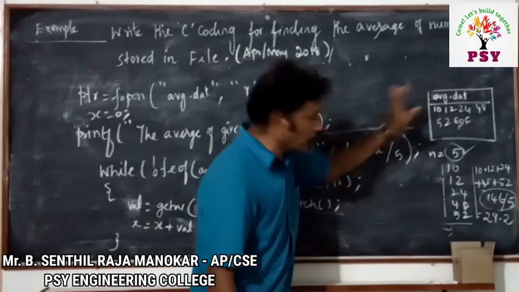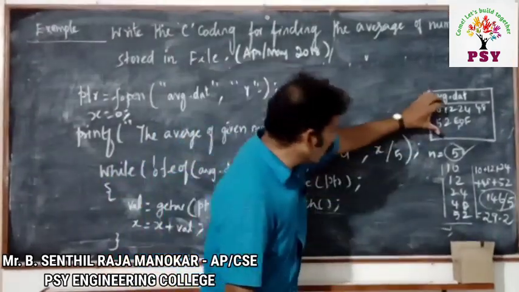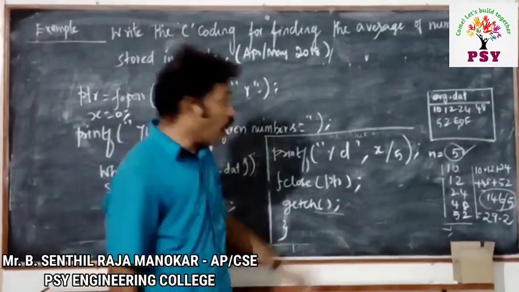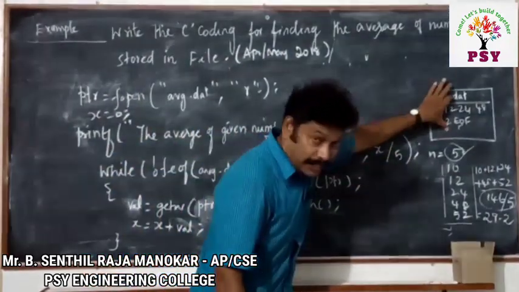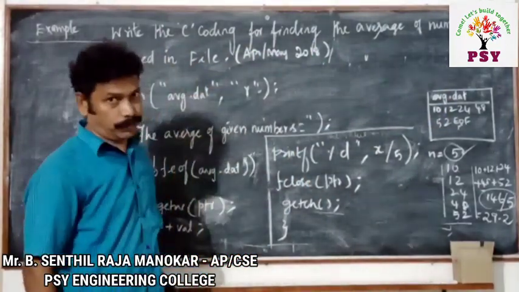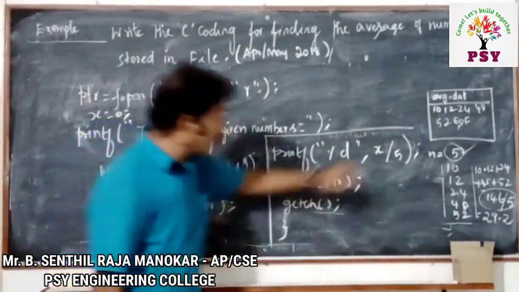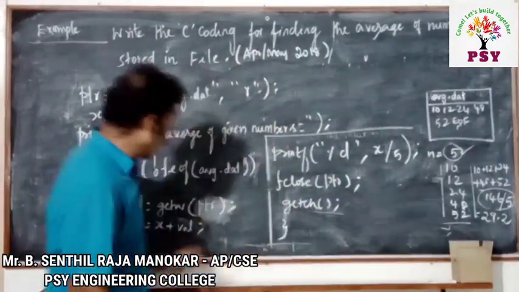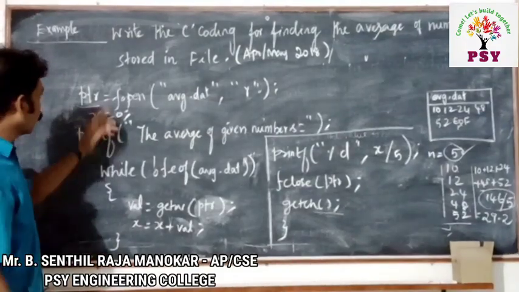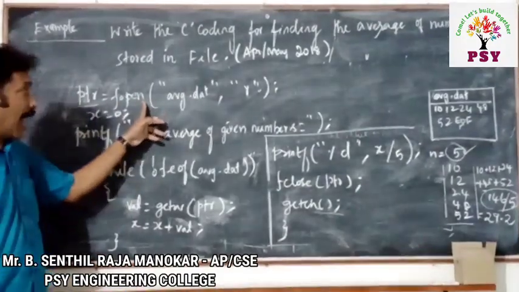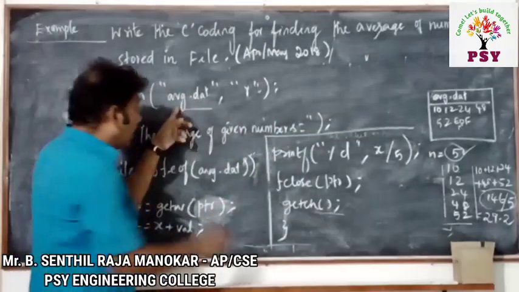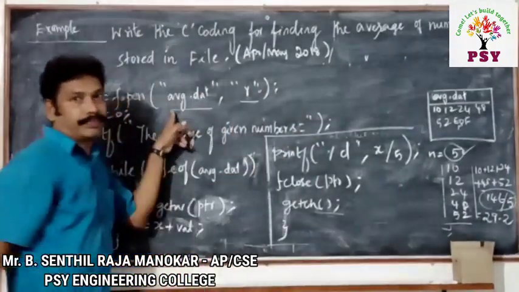Then this is the input. These values are the input for calculating the average. The values we stored in the file, we are going to use for making the average. For that, again we have to open this file. For that, I must use the file pointer ptr is equal to fopen, with the same file name avg.dat and the mode is read mode.